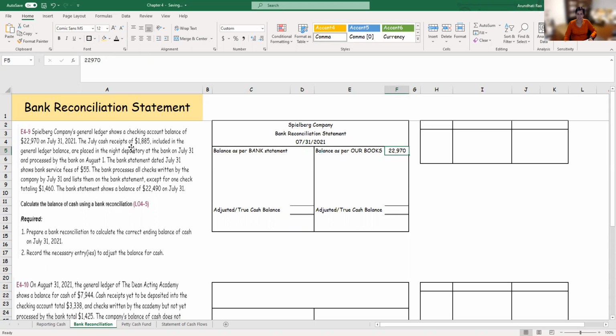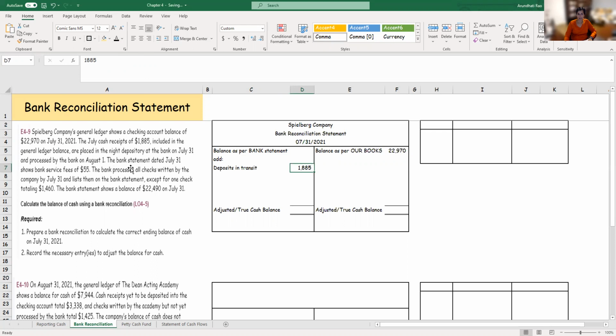The July cash receipts of $1,885 included in the general ledger account are placed in the night deposit of the bank on July 31st and processed by the bank on August 1st. So on July 31st, I already said I have that money in my account. The bank does not have that as yet, so I will add that, deposits in transit. The next day it's going to get into my account. The bank will clear it. But as of now, the bank has not done it, but that money is in fact mine.